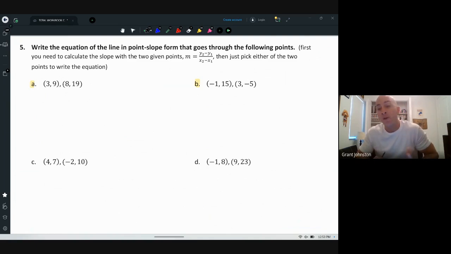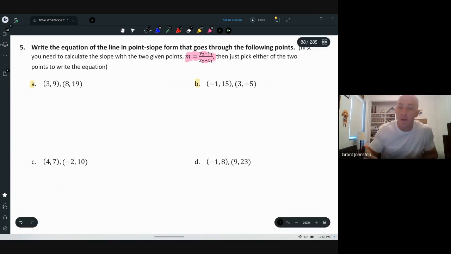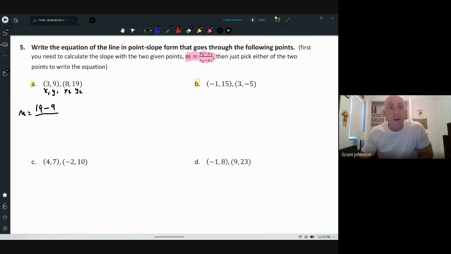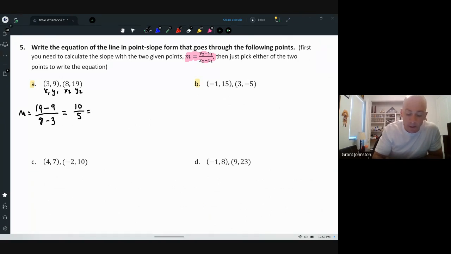So remember, slope is just rise over run. Or if you want to use this nice old equation, you can use that. So I'm going to use that equation. I'm going to use the slope equation for this just to kind of review that. So I'm going to call this x1, y1. This will be x2, y2. So my slope would be y2 minus y1. So 19 minus 9. And on the bottom, we have x2 minus x1. So that would be 8 minus 3. 19 minus 9 is 10. 8 minus 3 is 5. 10 divided by 5, that simplifies to 2. So my slope is 2.